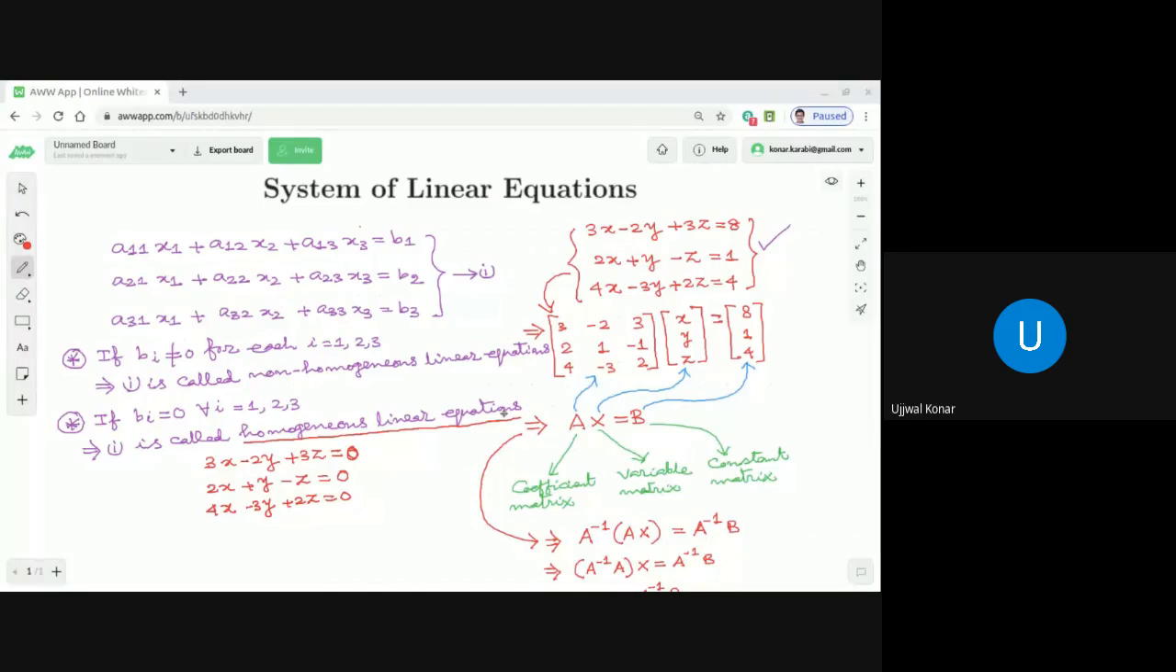Now, what we are going to solve, as I said in the beginning, dear students, we are going to find the value of x1, x2, x3. If at least one set of values of x1, x2, x3 is found satisfying all the above set of three linear equations in equation 1, then we say that the above system of linear equations is called consistent.